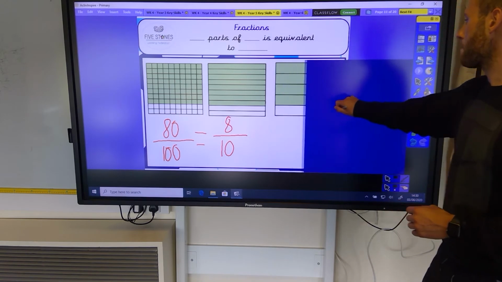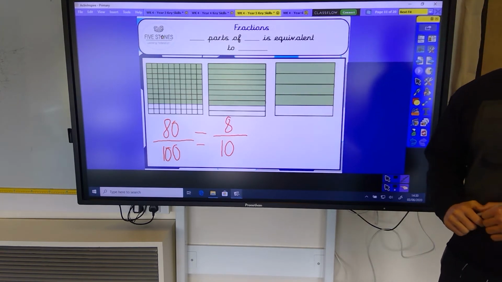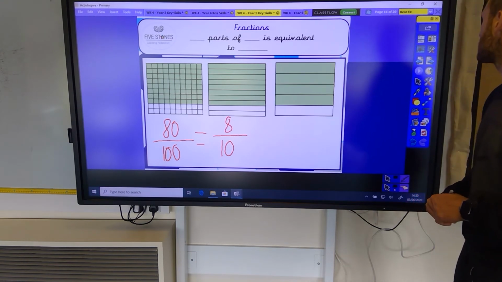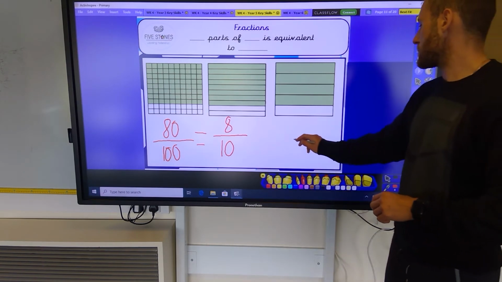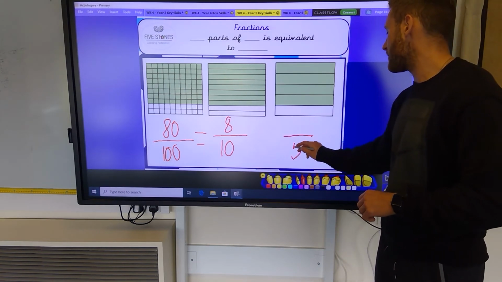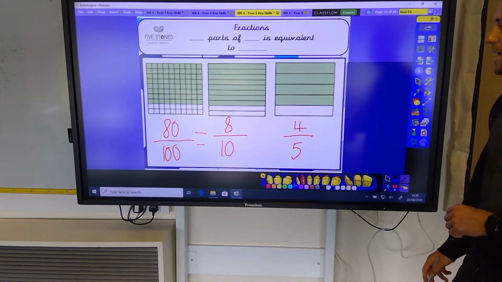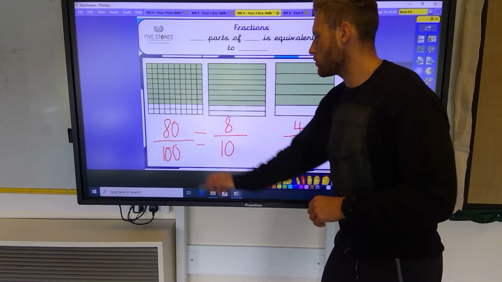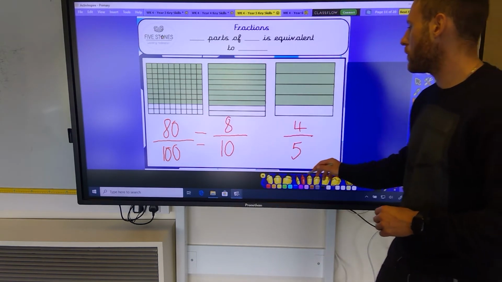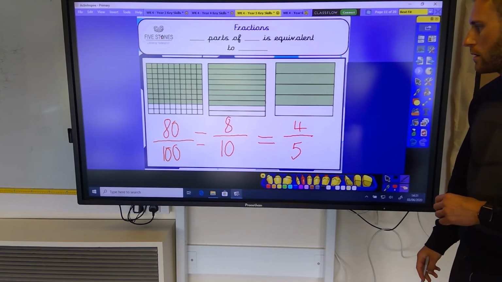Fantastic. And finally, can you write the fraction that matches that representation? Great. So it's been shared into 5 equal parts and 4 of them have been shaded. Fantastic. So now when we look at these representations, we know that 80 hundredths, 8/10 and 4/5 are all equal to one another.